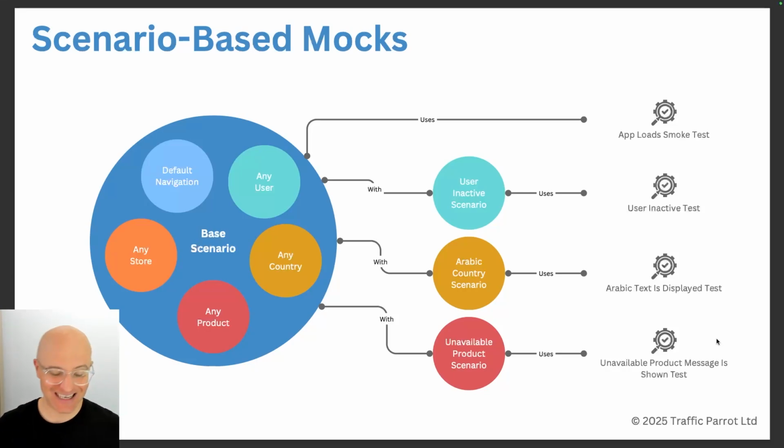However, if you want to test the business case where a user is inactive, you can't have any user, you need an inactive user, right? So you combine all of those base scenario mocks and add in the user inactive scenario, okay? So the user inactive business case doesn't care about the country or the products or the stores or the navigation or anything else. However, it does care about the user being inactive. So we need to change that property about the user, okay?